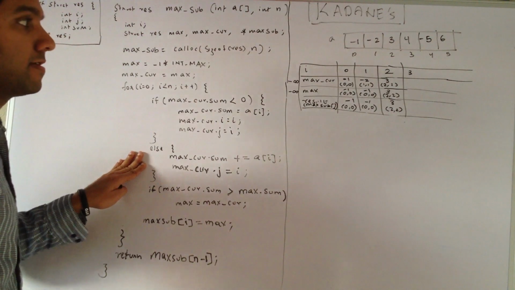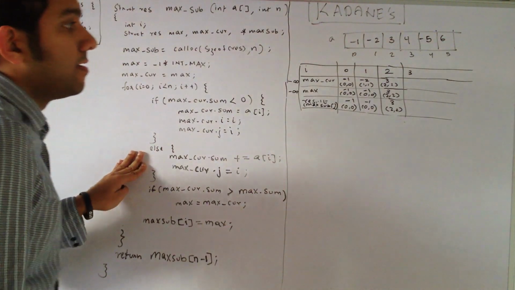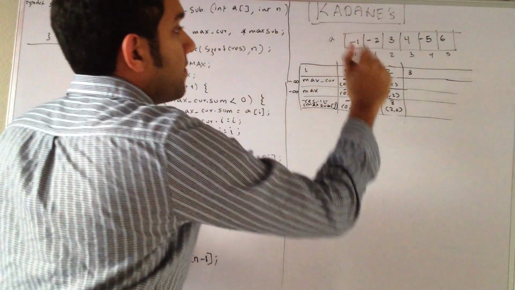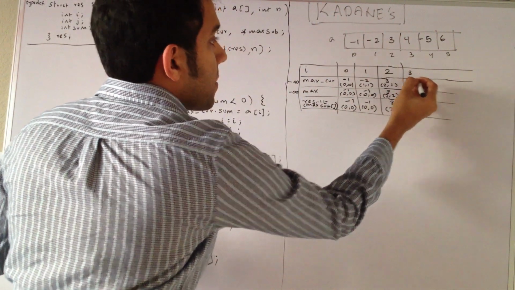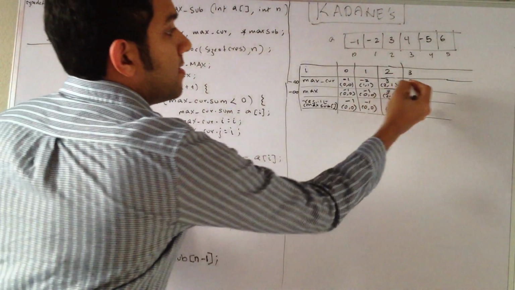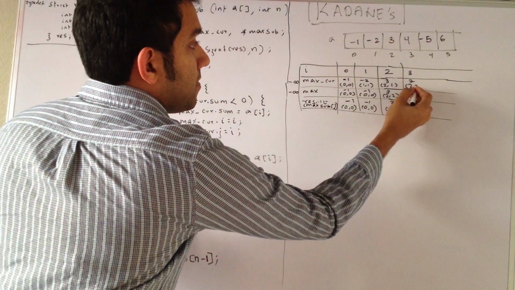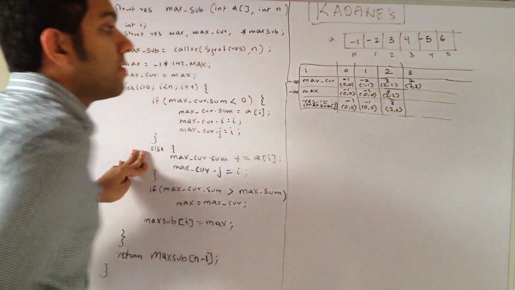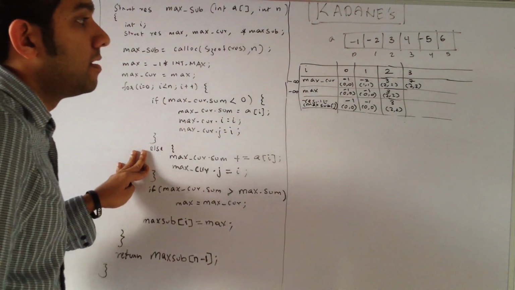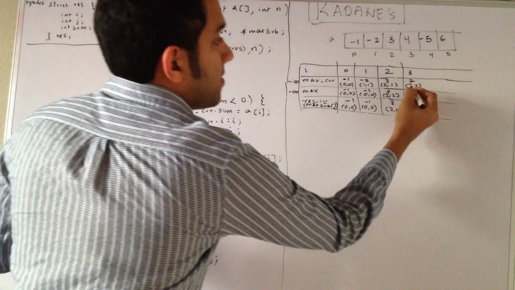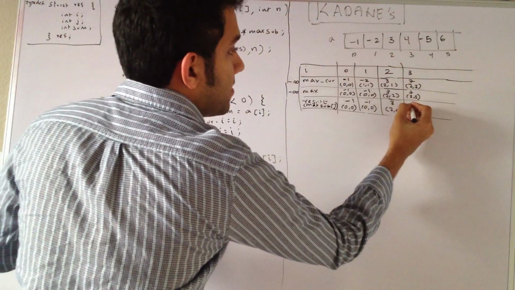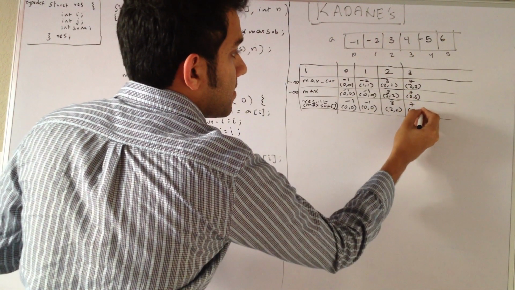So we execute this else block, and we add ourselves to maximum current. So we add 4 to 3 and we get 7. And at the same time, we also update the interval to now be 2, 3, because we included ourselves in the interval, and we got a better sum. Then we look at the max, and we see we're better than the max. So we set the result to be the max.